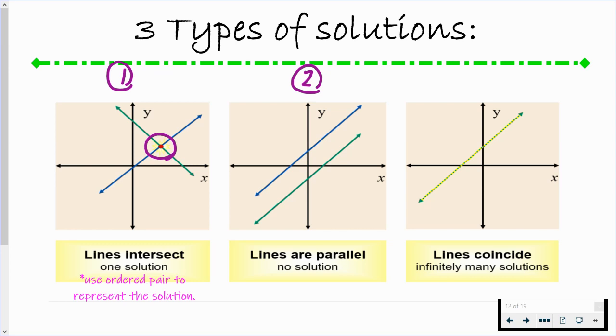When the lines are parallel and there's no solution, you're going to find that the 2 lines have the same slope, but different y-intercepts. Okay, so that's something to really keep in mind when you see the equations.